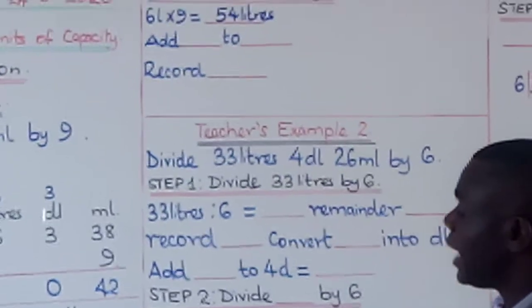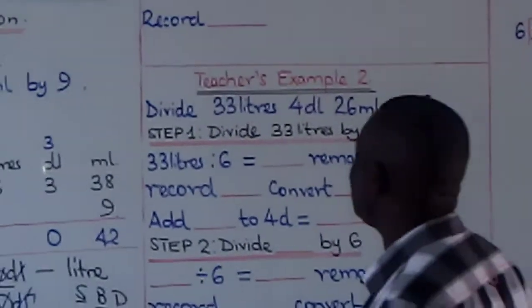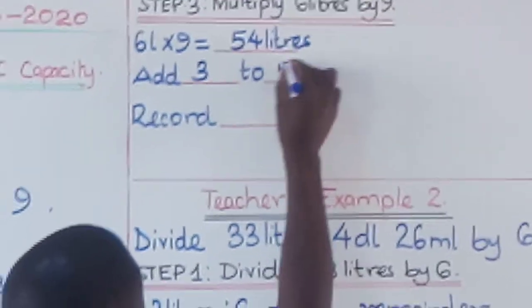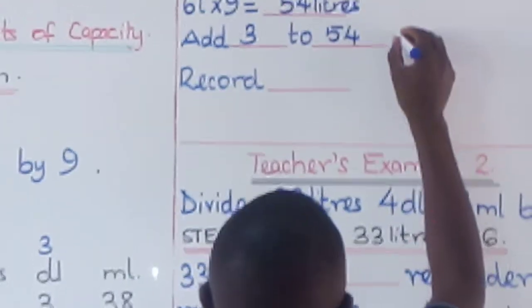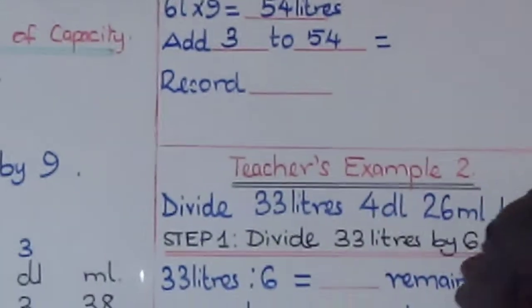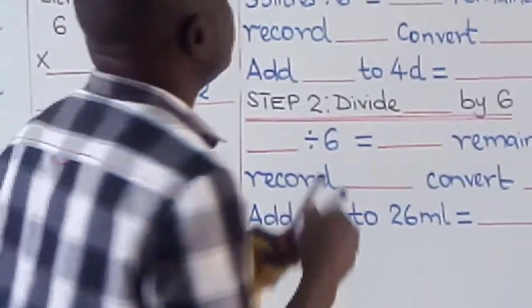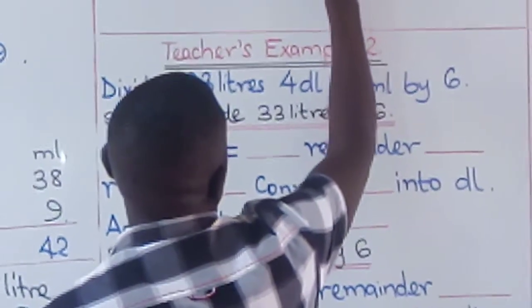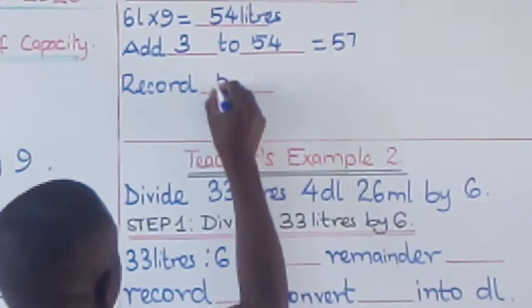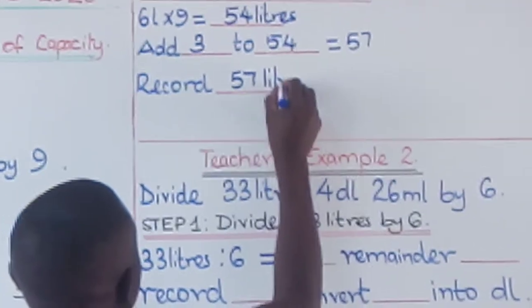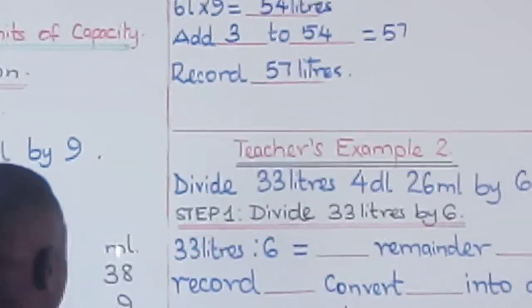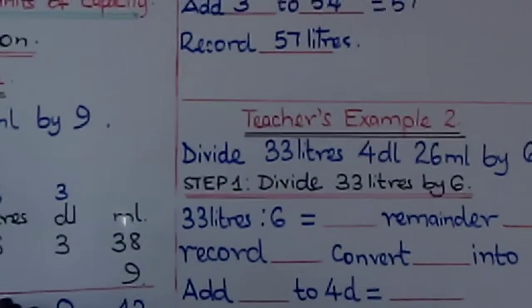Then remember, we had carried 3. And so we add 3 to 54 liters. And then we get, Mary, please tell us 54 plus 3. What is 54 plus 3, Mary? Very good. It is 57. And so we record 57 liters. Remember here, we are not carrying any. So we record here 57.